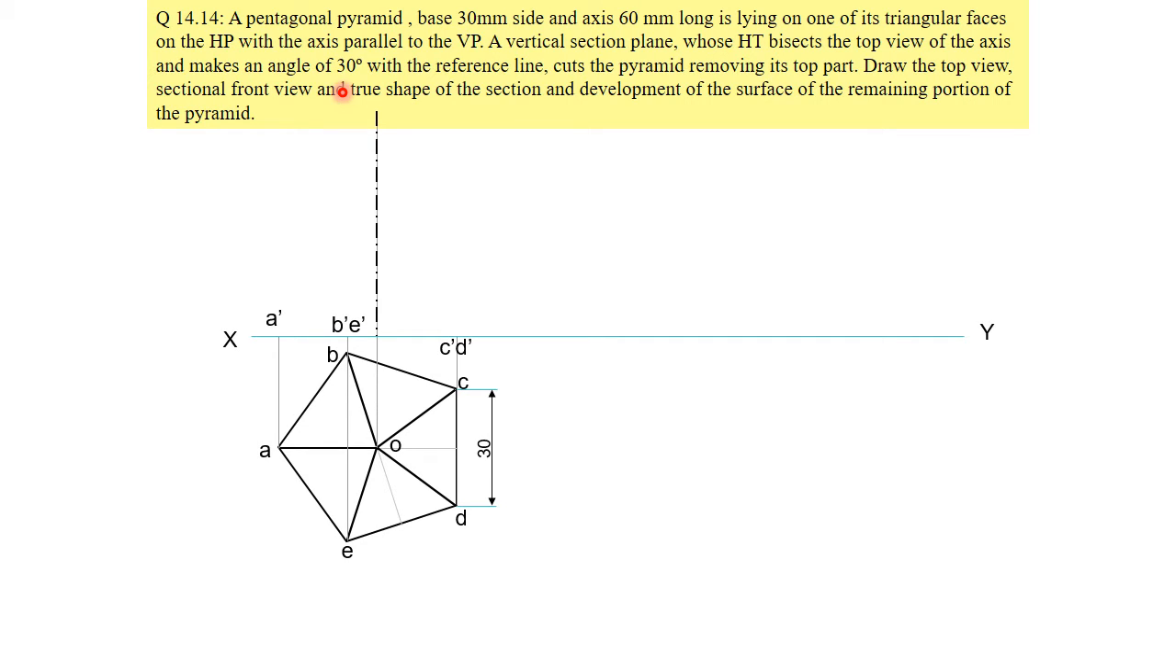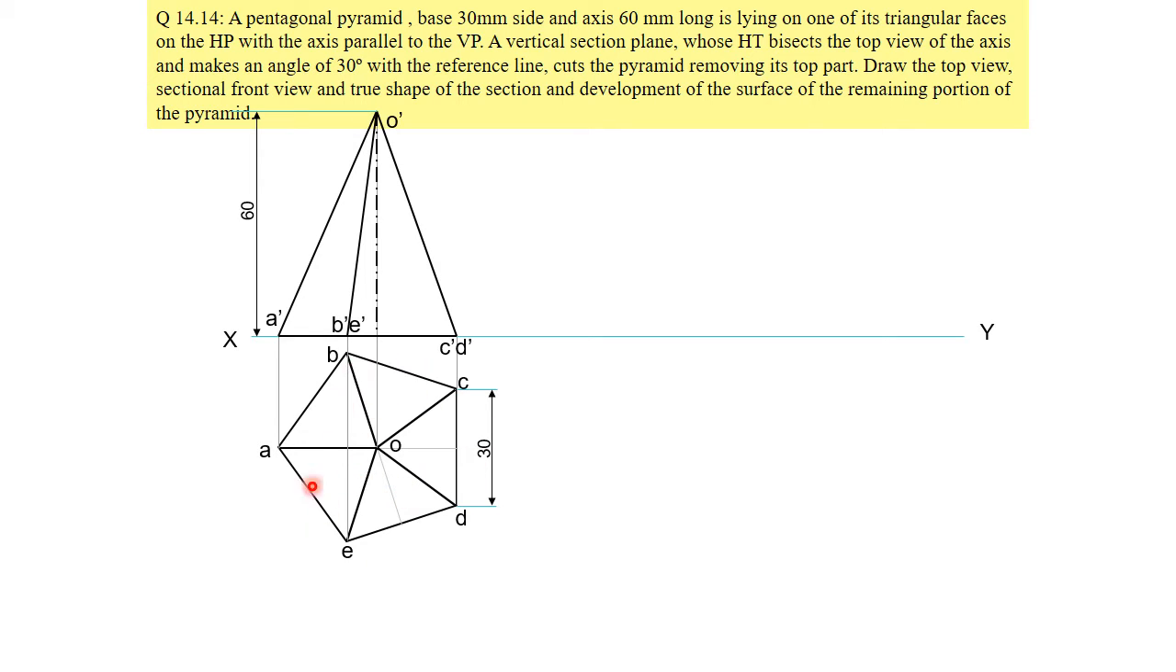Draw projection upward, and you will get the front view. This is the front view, and the apex is given 60 mm long. So this apex away from the center is 60 mm long. So O dash is 60 mm. Join all the lines. Okay, so these are the slant edges.